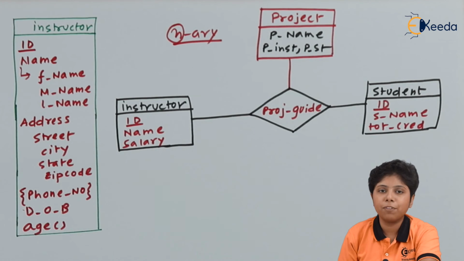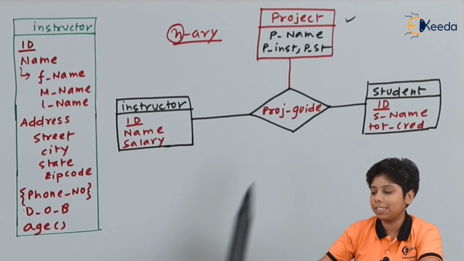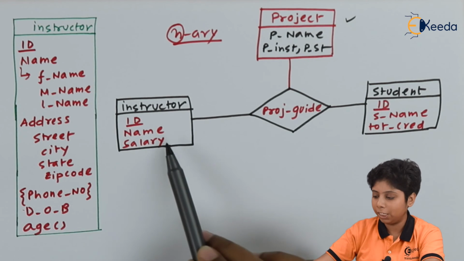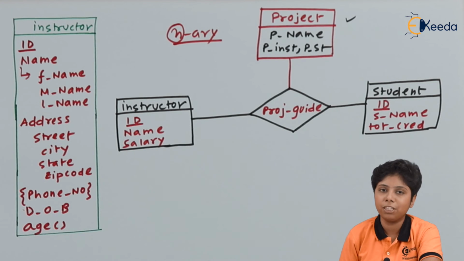So we can have the project name, the project instructor, the project student as the attributes of the relation or entity project. So now we have more than two entities attached to a relation. The project guide has a relation with an instructor, with the project, as well as the student who is having the project with the instructor. So that is the ternary relationship that can exist in an ERD.